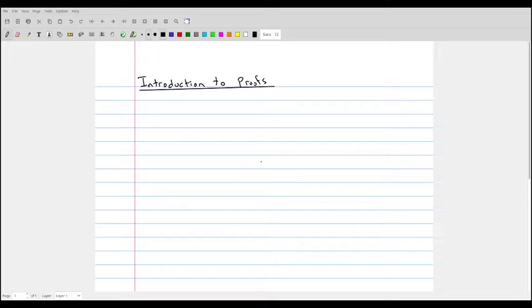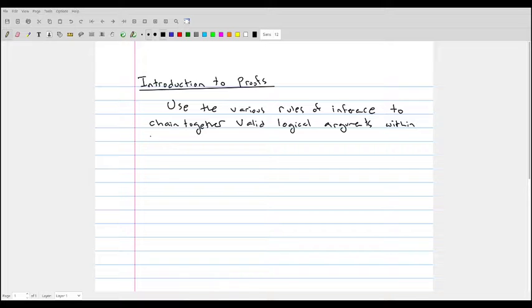The main idea in any proof is to use the various rules of inference we discussed last lecture to chain together valid logical arguments within an axiomatic system. And the idea here is that if you have a given theorem that you're trying to prove within an axiomatic system, this is essentially what the process of proving something breaks down to: to combine the rules of inference in a coherent logical manner that give a step-by-step proof of the theorem that you're trying to show or justify.